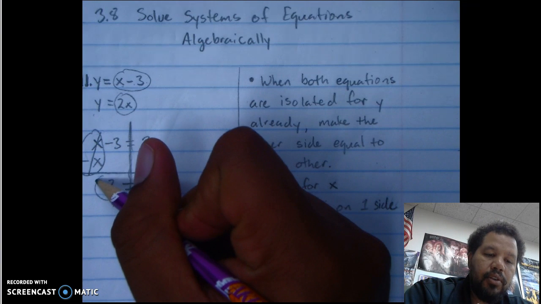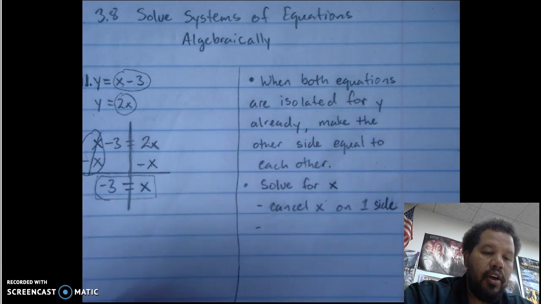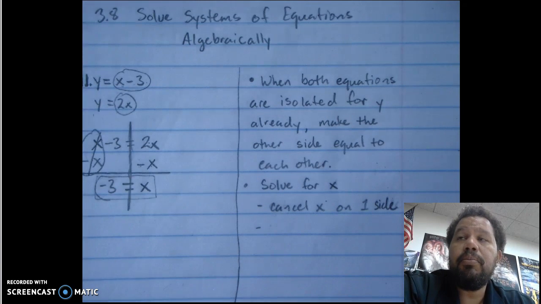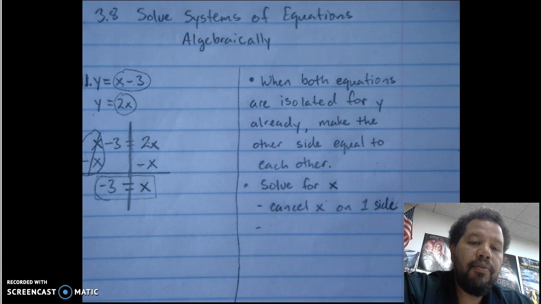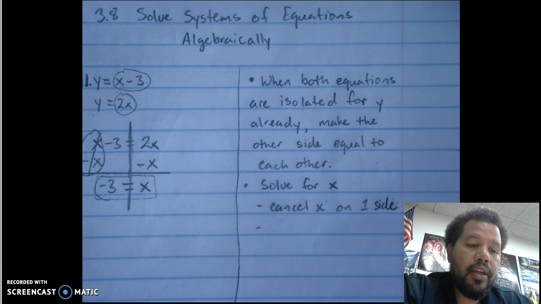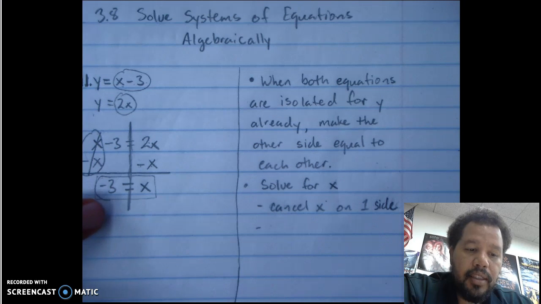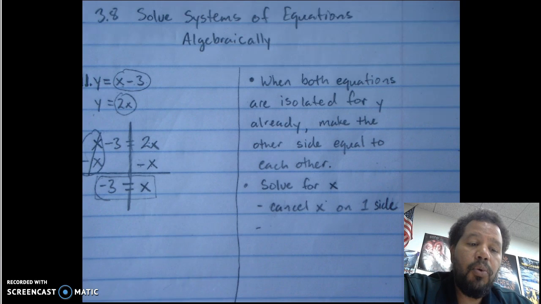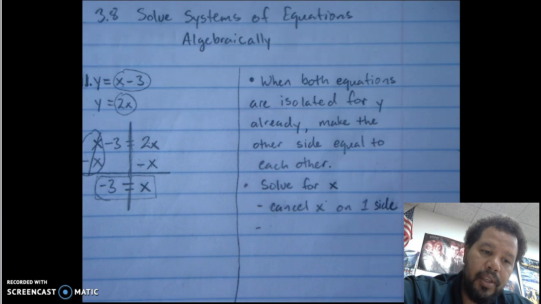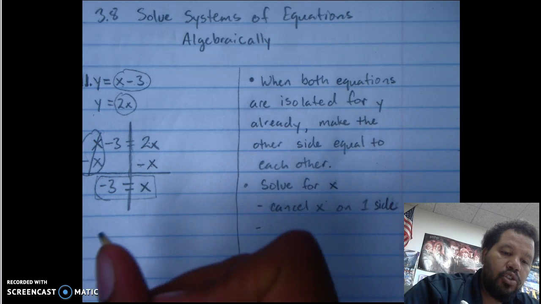So this right here is just part of my solution. Because if you remember, when we graphed, we have to find an ordered pair. And an ordered pair has an x value and a y value. So now we have our x value for our solution. So to figure out what our y value is, we're going to go ahead and substitute this negative 3 into any one of these two equations. It doesn't matter which one. You could choose either one. I'll just choose the first one.